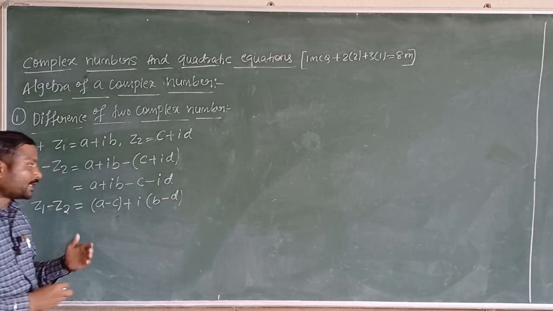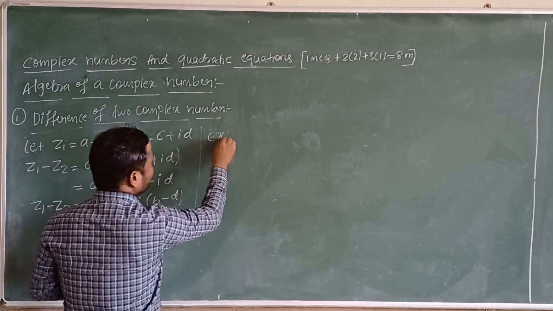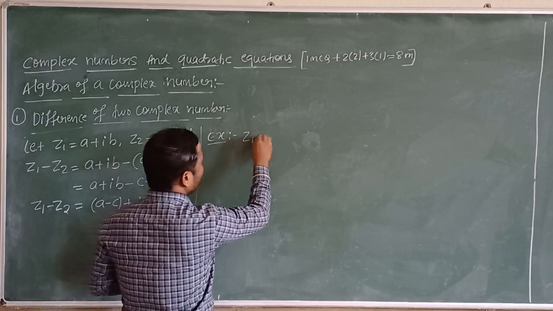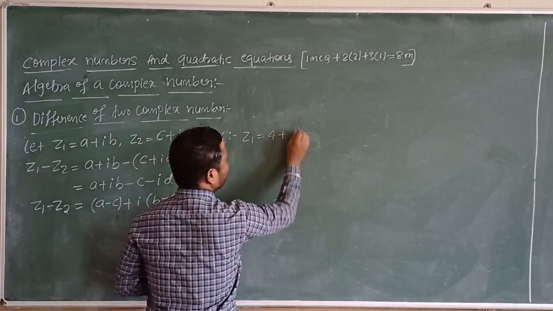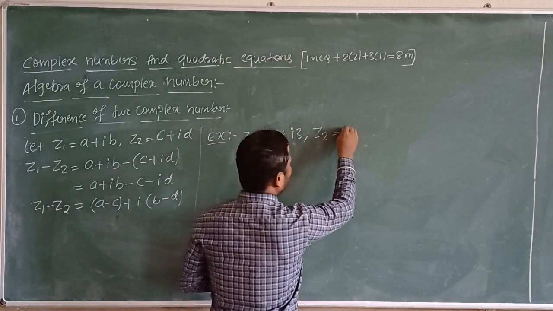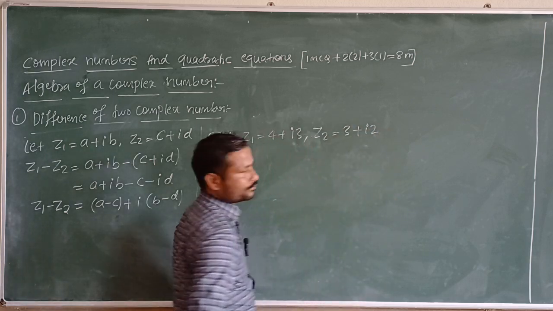Now again, let us take one particular example. Take the example for the difference of two complex numbers. Take z1 is equal to 4 plus 3i, or maybe 4 plus i3, and z2 is equal to 3 plus i2.